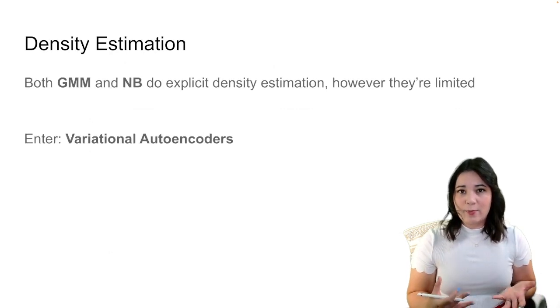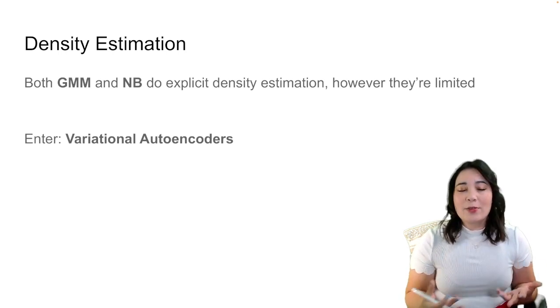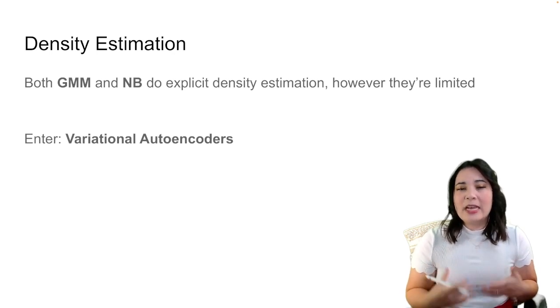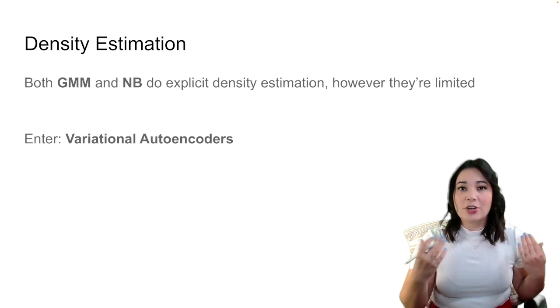So both naive Bayes and Gaussian mixture models do density estimation, and both can be used as generative models. However, they're both pretty simple models, and therefore they're kind of limited. So what if we had a generative model that was a little more complicated, but still did density estimation? Let's talk about one: variational autoencoders.